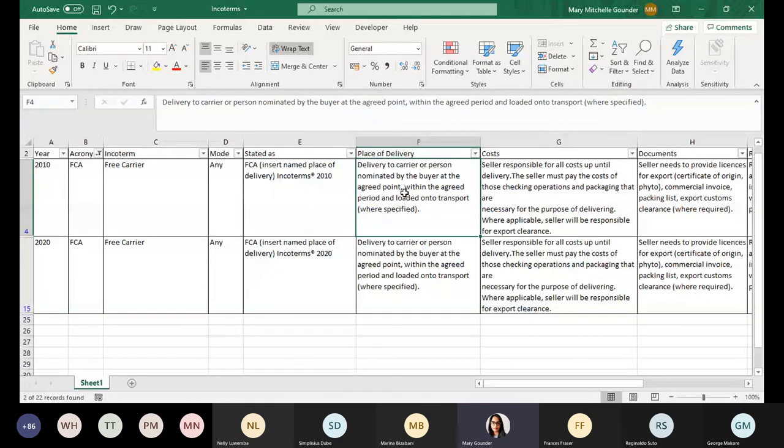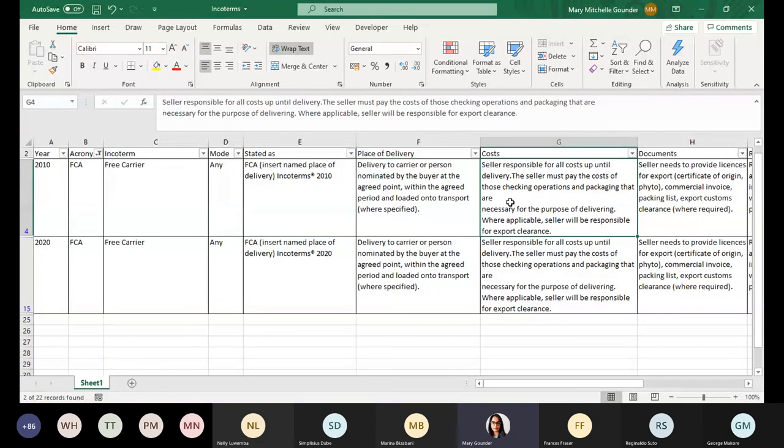Okay. So the delivery is to the carrier or person nominated by the buyer at the agreed point. So I may nominate a carrier or transport company. Okay, the cost, you the seller, you're responsible for all costs up until delivery. You must pay the cost of those check operations and packaging that are necessary for the purpose of delivering. So you need to make sure that it's packaged and it's ready for delivery. Okay, and where applicable, you may be responsible for export clearance.